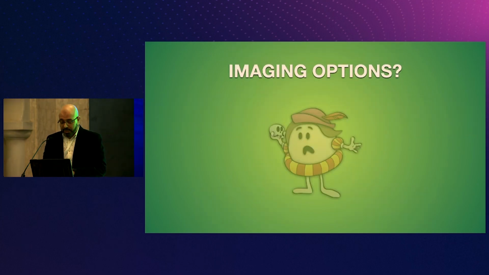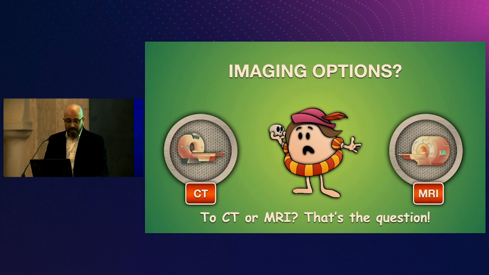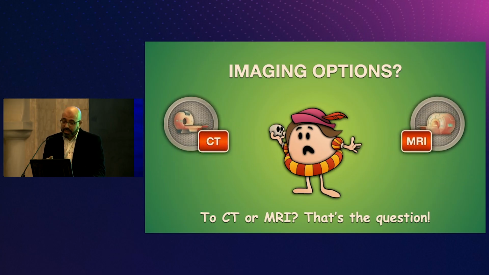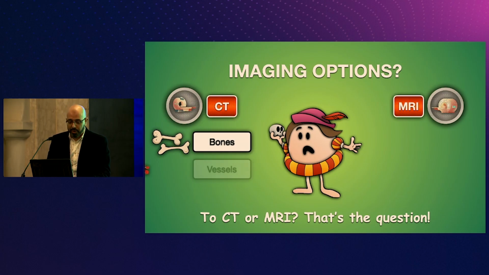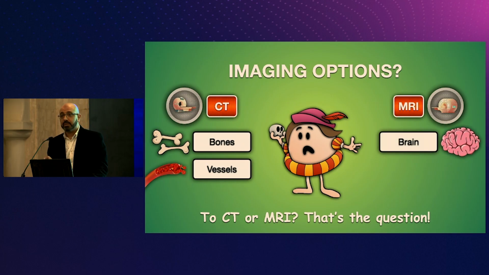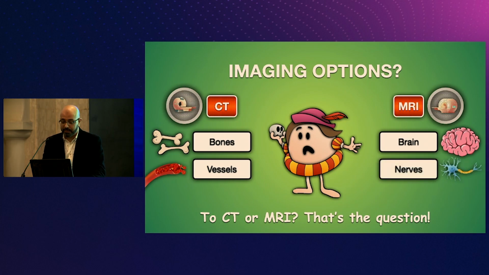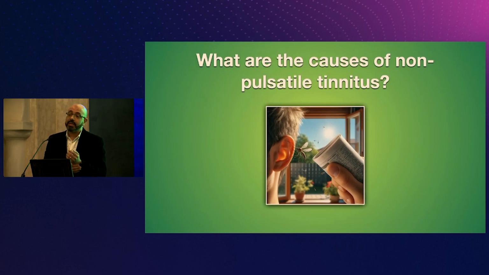Now there's an important question that we get all the time from our ENT surgeons and our radiology registrars alike. What should we do for these patients, CT or MRI? And hopefully by the end of this lecture, you will be able to answer this question on my behalf. Generally speaking, CT is better than MRI if you're looking for a problem in the bones or the vessels. MRI, on the other hand, is better in spotting any problems in the brain parenchyma or in the vestibulocochlear nerve itself. Let's start with the first main category, which is the non-pulsatile tinnitus.